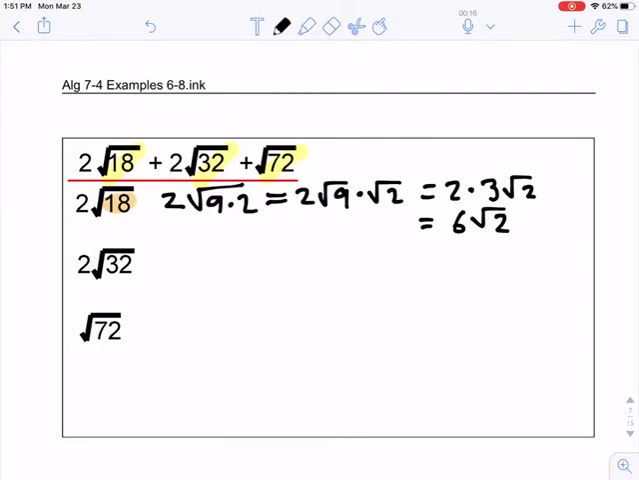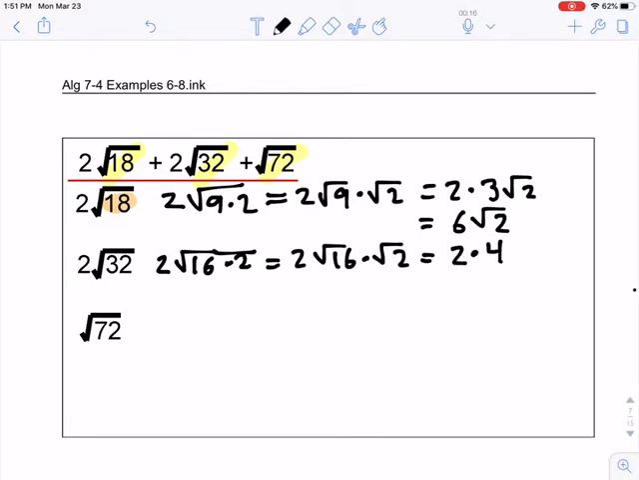All right, now let's take a look at the next one. 2 times the square root of 32. For that one, I know I can pull 16 out of that. So I have 2 times the square root of 16 times 2, because 16 is a factor of 32. I'm breaking this down step by step. You guys can jump right ahead as you're doing these on your own. But you get 2 times 4, because the square root of 16 is 4, times the square root of 2, which gives us 8 times the square root of 2.